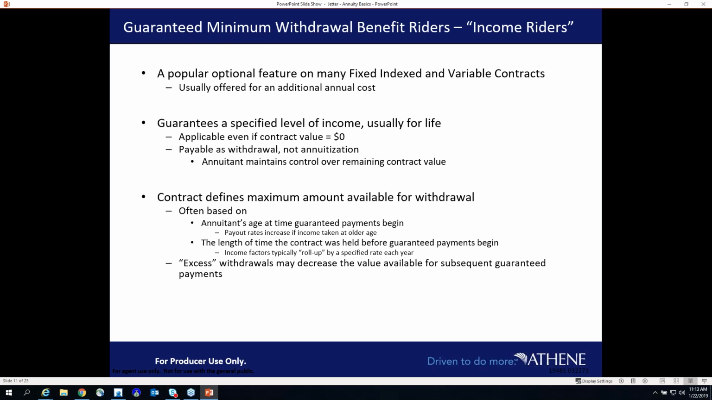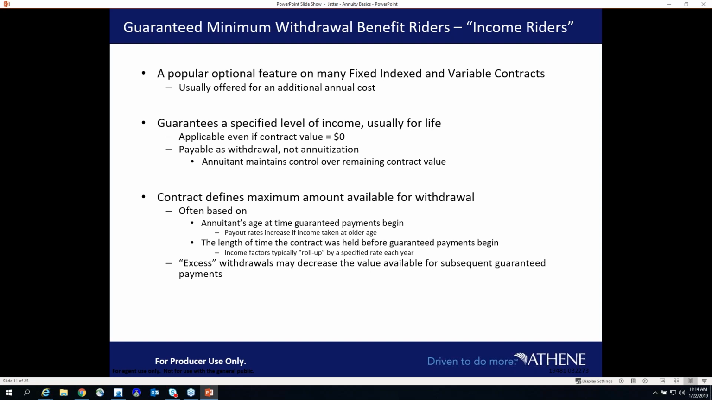Now let's talk a little bit about income guarantees, income riders on annuities. We do have an option to put guaranteed minimum withdrawal benefit riders, or income riders, attached to fixed indexed annuities. It is a popular optional feature on many fixed indexed and also variable contracts, but usually offered for an additional cost. It is going to guarantee a specified level of income, usually for life. It applies even if the contract value goes to zero, payable as a withdrawal.